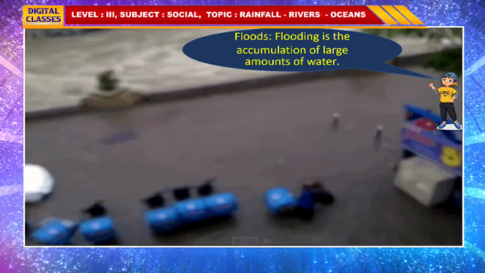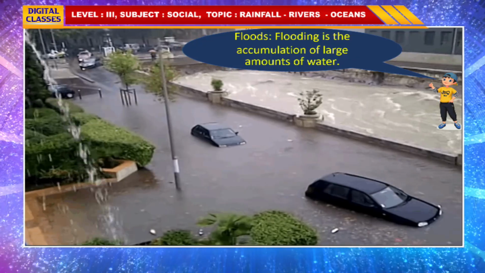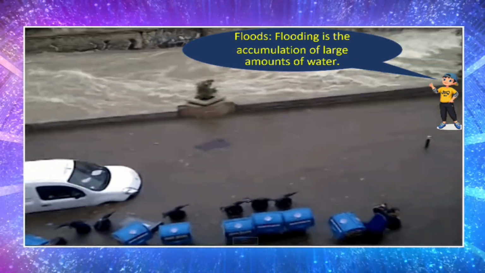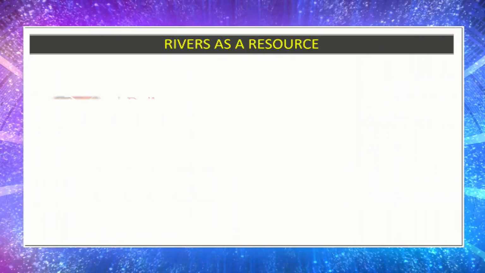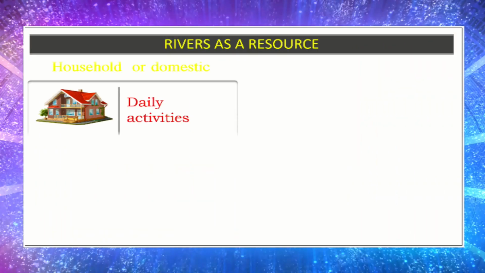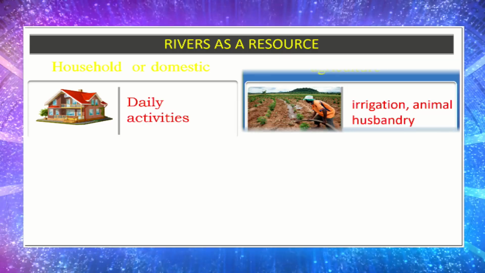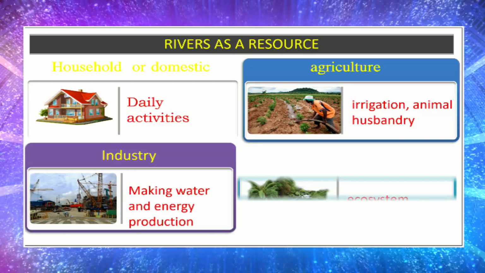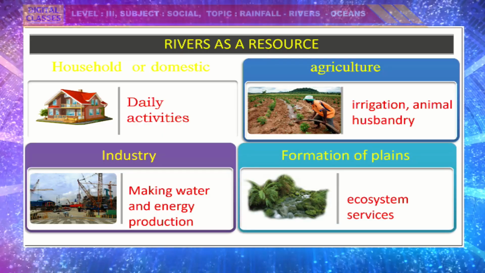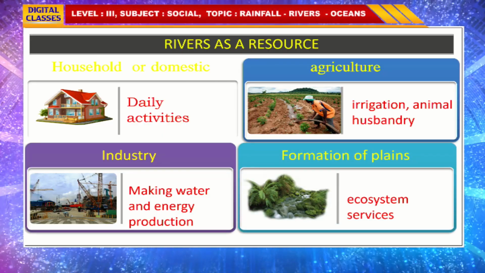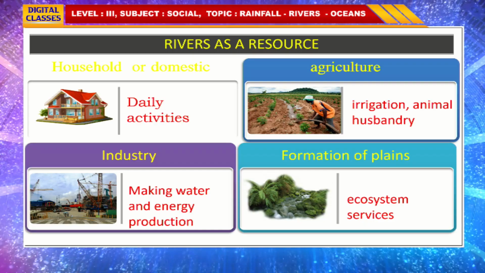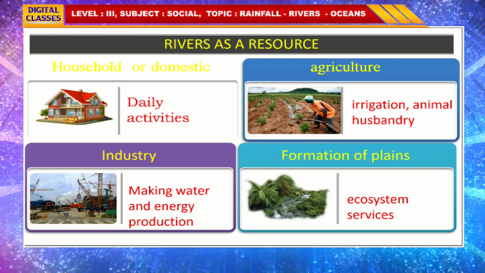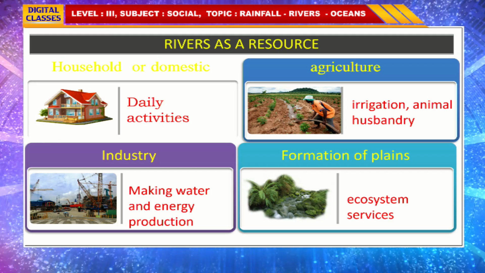So this was all about rivers. Children, where do the rivers go and join? Yes, they go and join into the ocean. Now children, let us learn about rivers as a resource. River water is an important surface water source for homes, that is for our day-to-day activities, for agriculture, that is for irrigation and animal husbandry, and for industry, that is for making water and energy production. In addition to this, rivers also provide a number of ecosystem services.